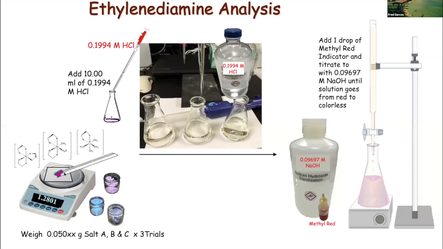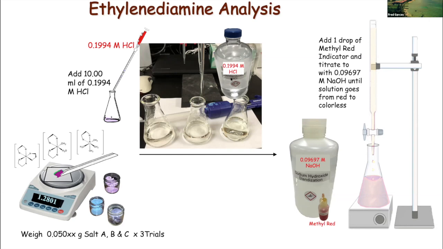So once you weigh about 0.05 grams, you're doing 3 trials. So for one salt, you do it 3 times. If you're assigned salt A, you're going to do 3 titrations. Once you have your 3 samples, then you're going to add 10 mL of 0.1994 molar hydrochloric acid.